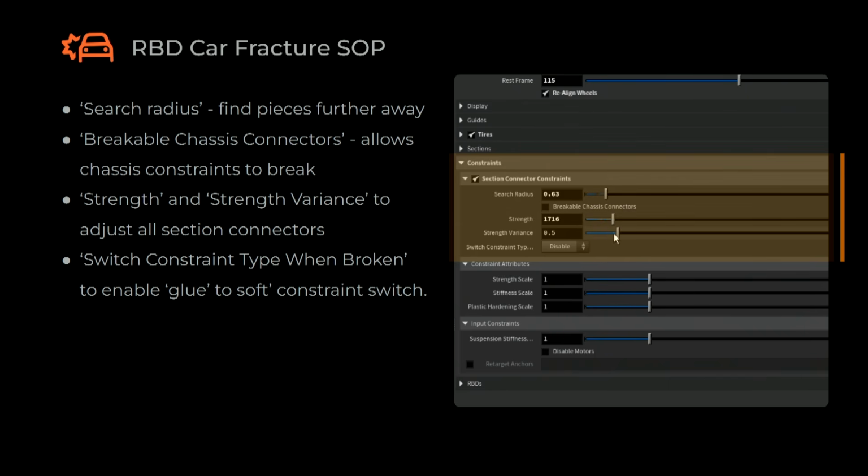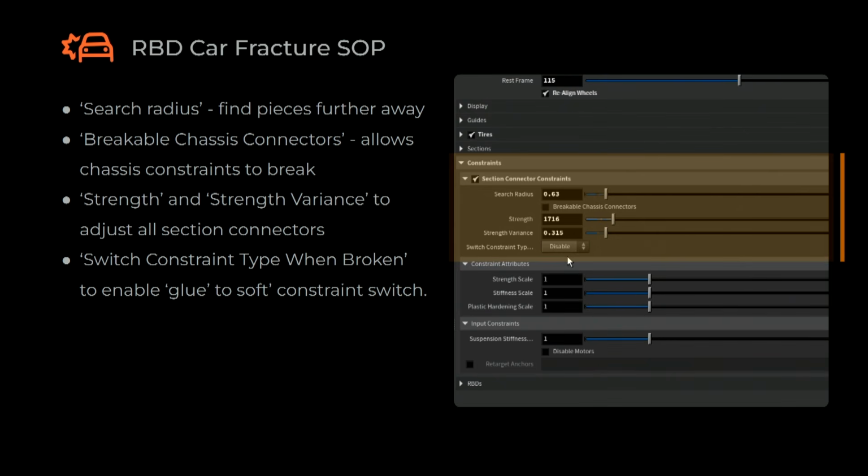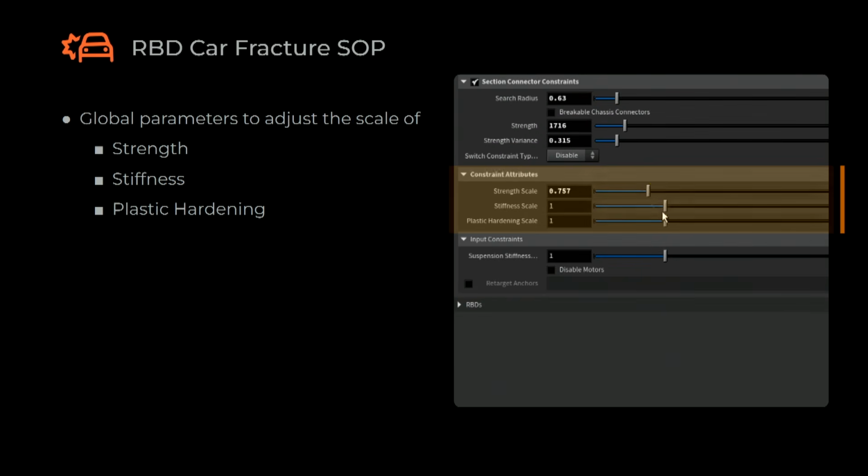You also have the switch constraint type. All your section connector constraints are basically just glue constraints. But with the switch constraint type, you can even switch it to be a glue to soft switch, again with the click of one button. And then you have a global constraint attribute parameters, which tweaks the constraints globally, for every section and for all the section connectors as well. You have a strength scale, stiffness scale, and plastic hardening scale.